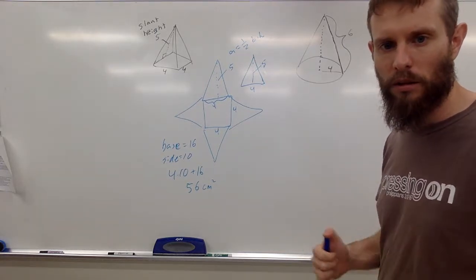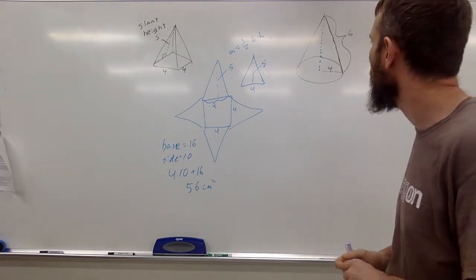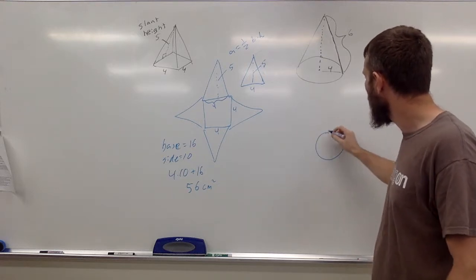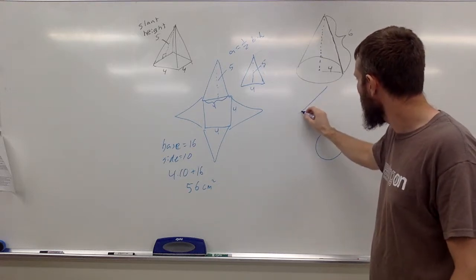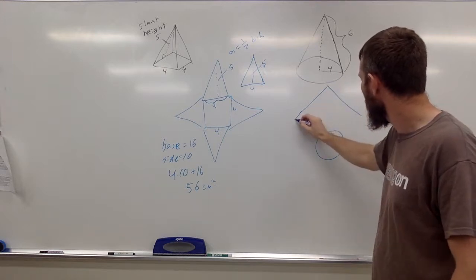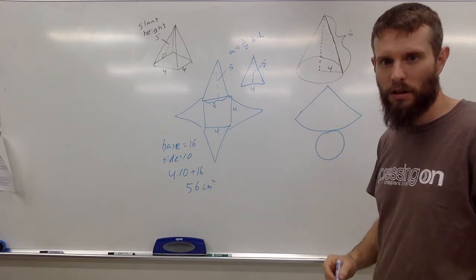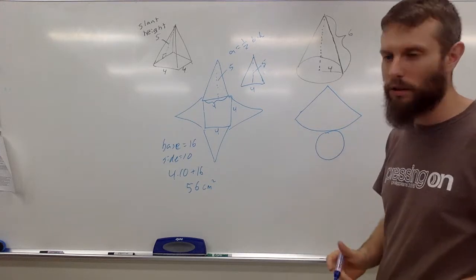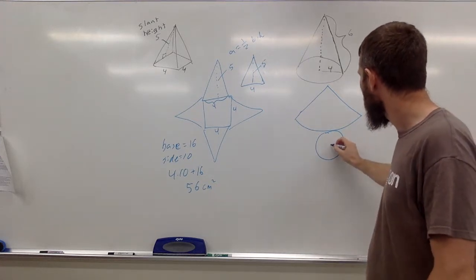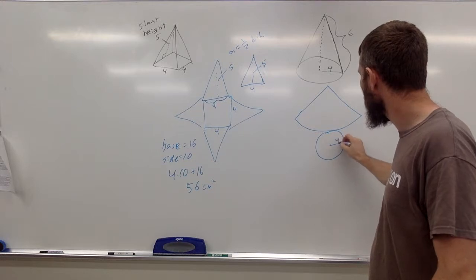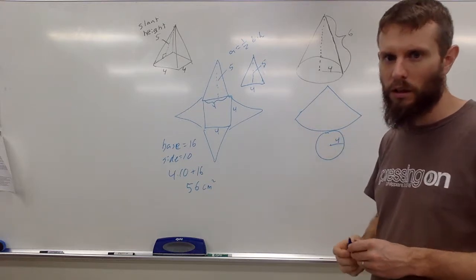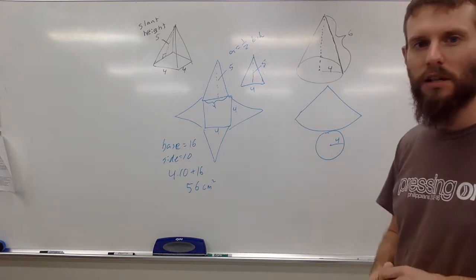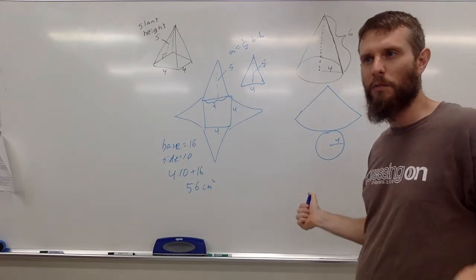Now, a cone is a little bit more tricky, but we can still handle it. We know that the net of this cone looks something like this. Forgive my drawing. It's not exactly a triangle, but it's a maybe curved looking triangle if you want to call it that. And so again, we're breaking these down into parts.